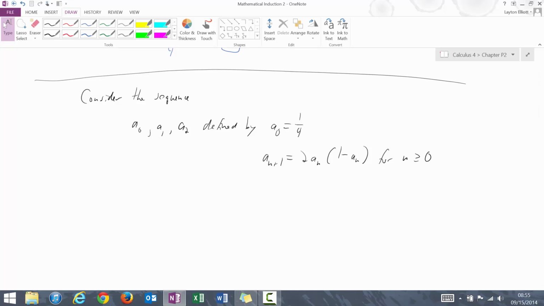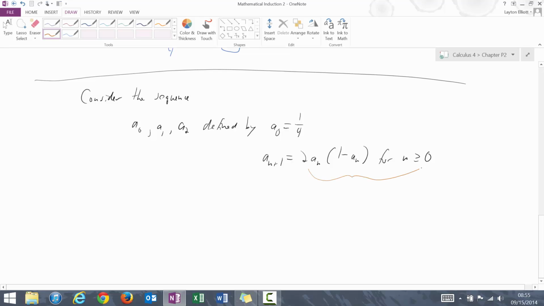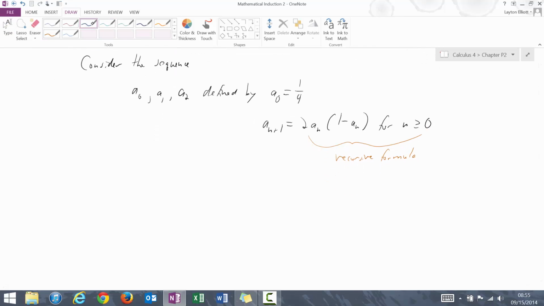When you have something like this, this is called a recursive formula. It's a formula defined on the previous term. And one of the challenges sometimes with induction is to find an absolute formula based on a recursive formula. Now for this, we're just going to give it to you. We're going to show that a sub n equals 1 minus 1/2 to the 2 to the n, all over 2.